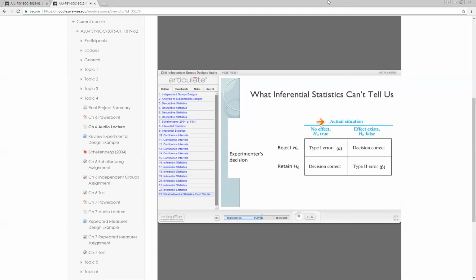One correct decision is that you retain the null hypothesis, you decide there is no difference between 2 groups, and in reality there is no difference between the 2 groups. Another correct decision is that you reject the null hypothesis and say that there is a difference between the 2 groups, and in reality there is a difference between the 2 groups. But there are also two mistakes that you can make.